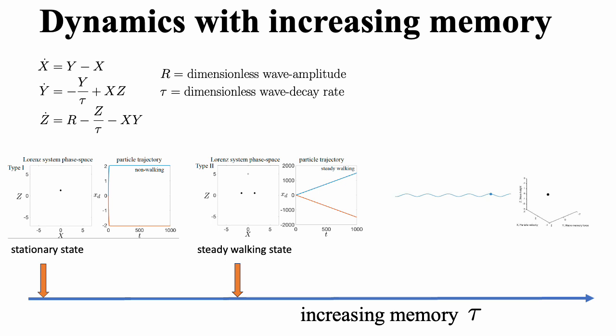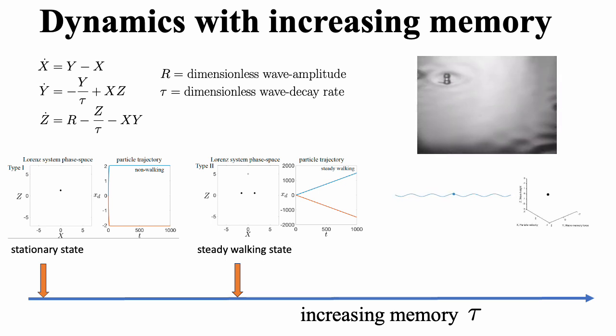So you have a position versus time at a constant slope, which means we have a constant velocity of the particle either moving to the right or moving to the left. And again, this is something that is observed in experiments, right? So you have these steady walking states.